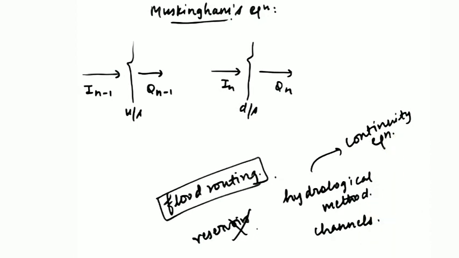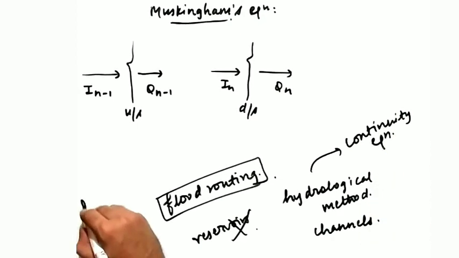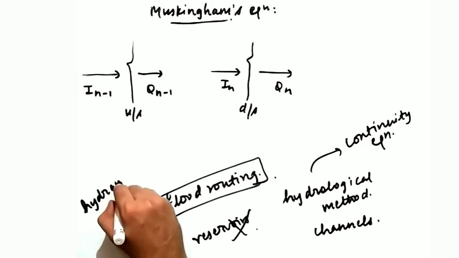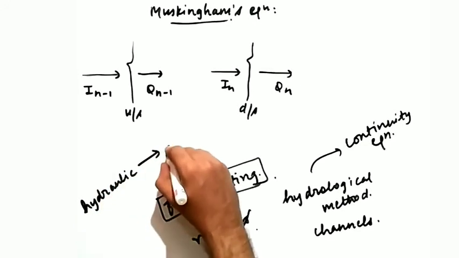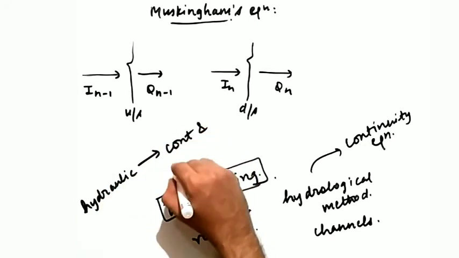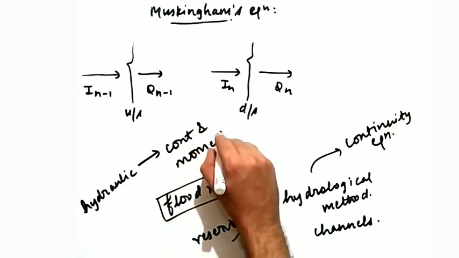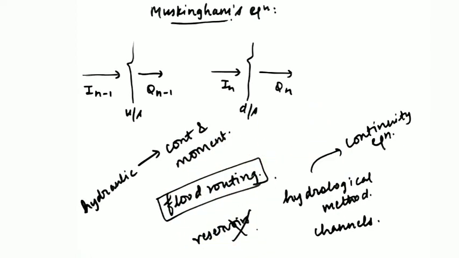And the hydraulic method is a method that uses hydraulic equations. This is another method. The hydraulic method uses both the continuity and momentum equations. So this particular method only involves the continuity equation. It does not apply the momentum equation at all. So it is a hydrological method and it is used for channel routing only.